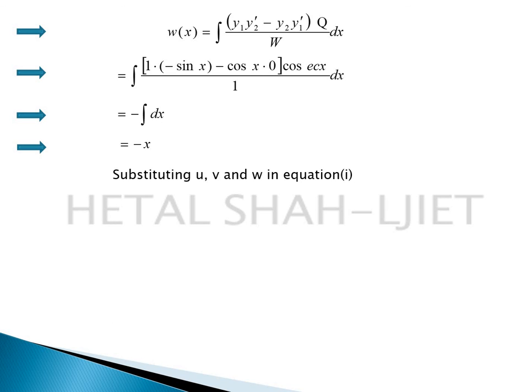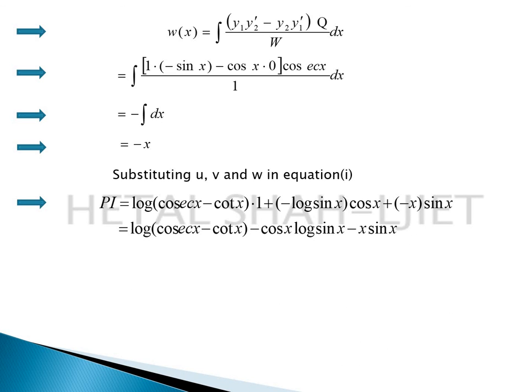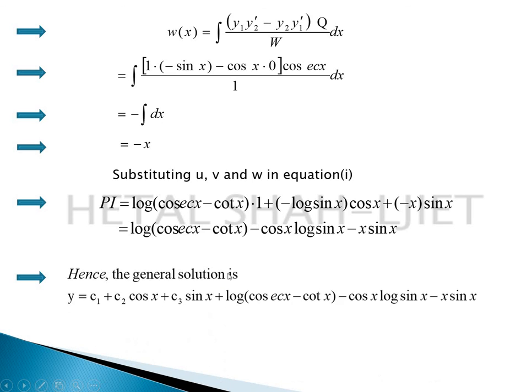So substitute the values of u, v and w in equation 1, that is the equation for PI, and by substituting we get this final particular integral, that is PI, and the general solution is y equal to the complementary function, C1, C2, C3, plus this particular integral. So this is the answer for the given problem.